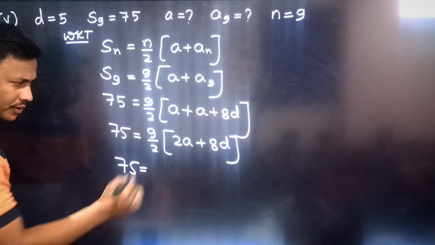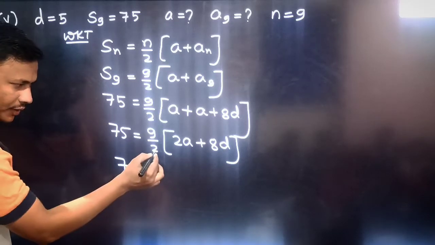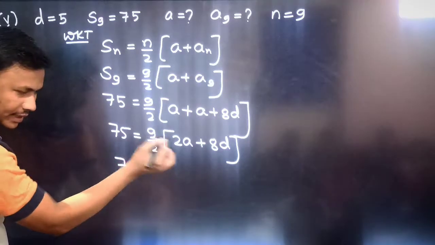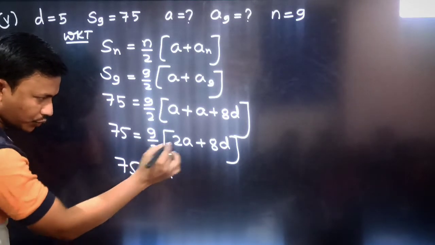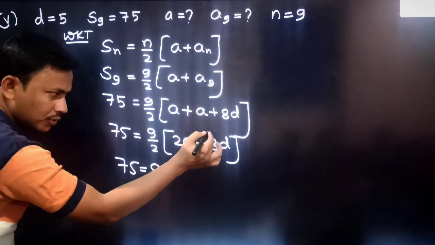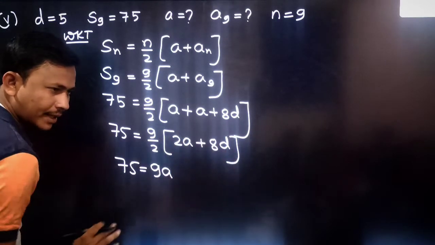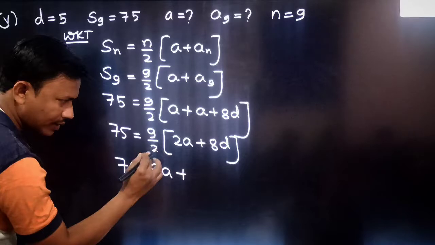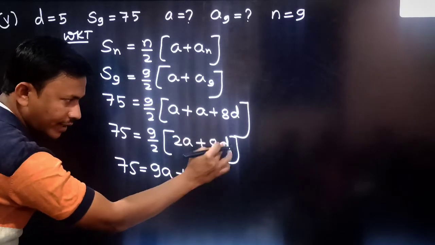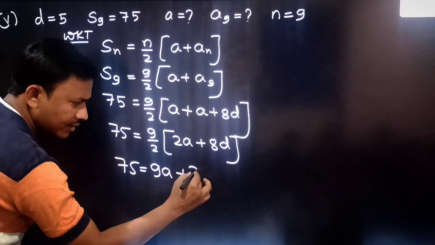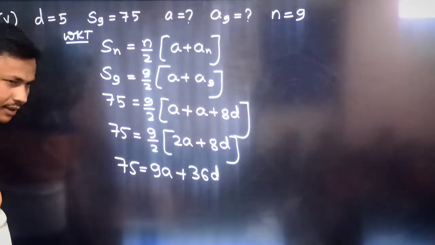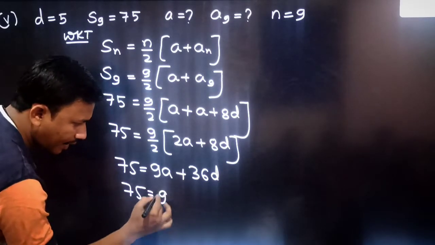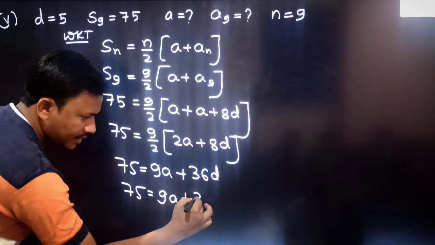75 is equal to 9 2s are 18 divided by 2. That means 9 only. Correct? 2 cancel. 9 into A, 9A. 2 cancel. Next, 2 1s are 2, 4s are 8, because this 2 depends on both. 2 1s are cancel. 9 into A, 9A plus 2 1s are 2, 4s are 8. 4D into 9. 4 9s are 36D. Correct? 75 is equal to 9A plus 36 into what is D value?